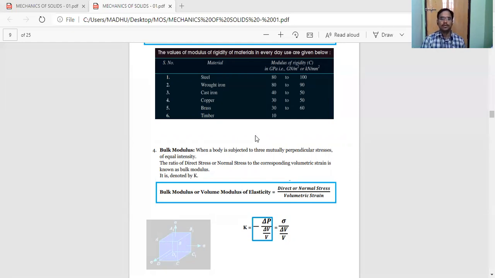So, when a body is subjected to three mutually perpendicular stresses of equal intensity, the ratio of direct stress or normal stress to the corresponding volumetric strain. It is not stress, it is volumetric strain. Normal stress to volumetric strain is bulk modulus or volume modulus of elasticity.